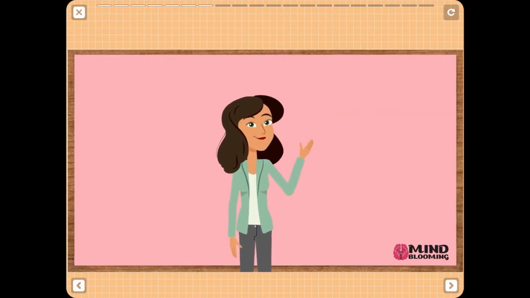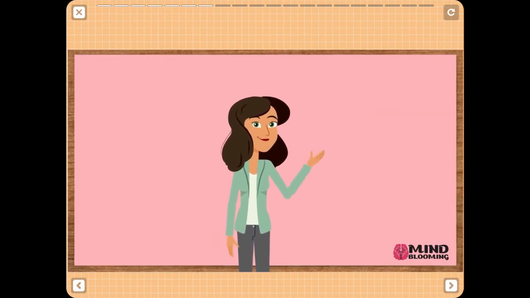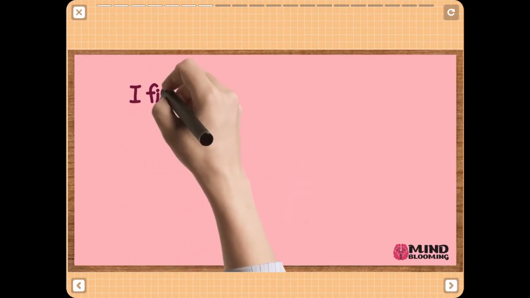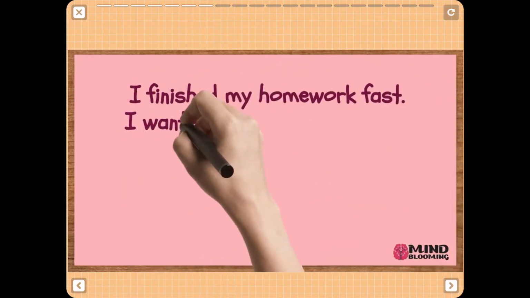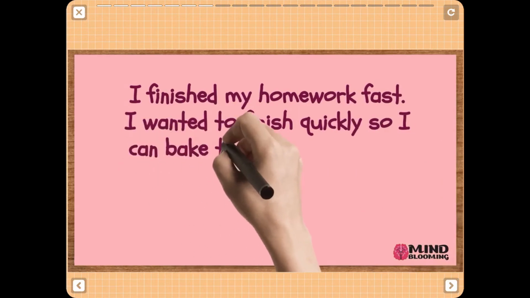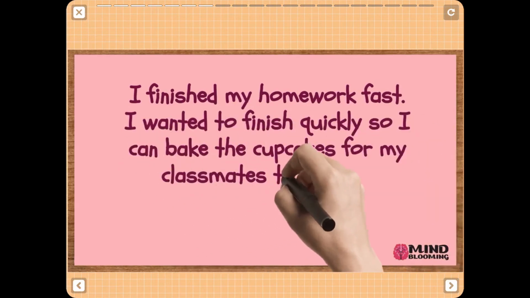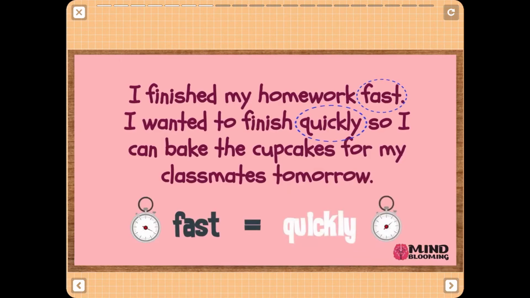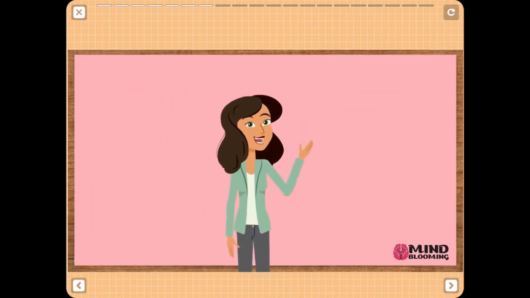In the next example, try to find the two words in the text that are synonyms. I finished my homework fast. I wanted to finish quickly so I can bake the cupcakes for my classmates tomorrow. The two synonyms in this text are fast and quickly. Both words have the same meaning, therefore they are synonyms. Now that you know what synonyms are, try using different words with different meanings in your writing to make it more interesting.